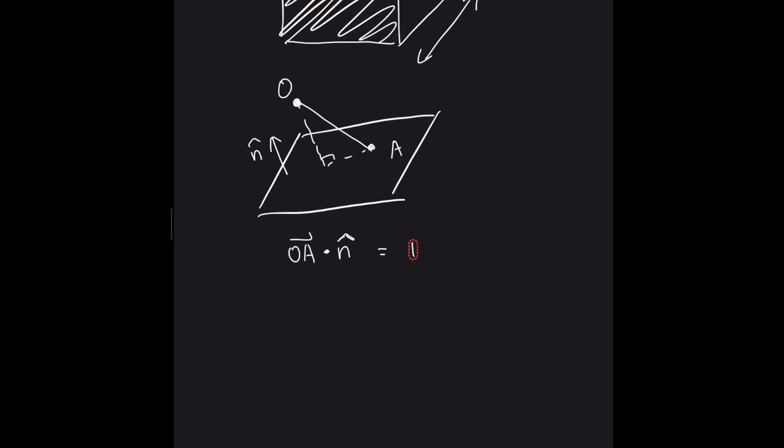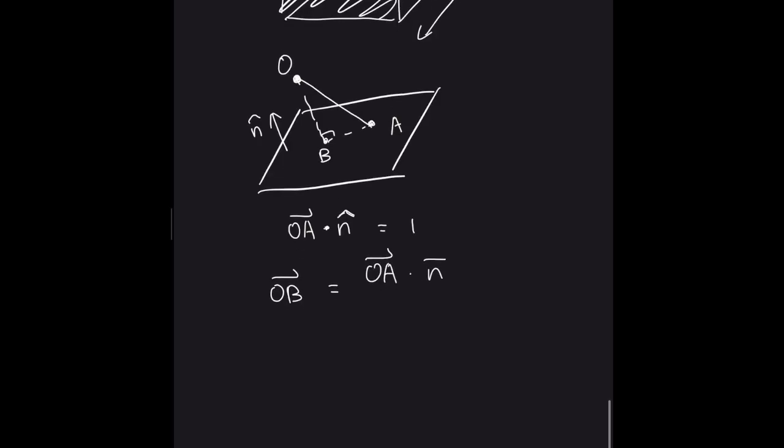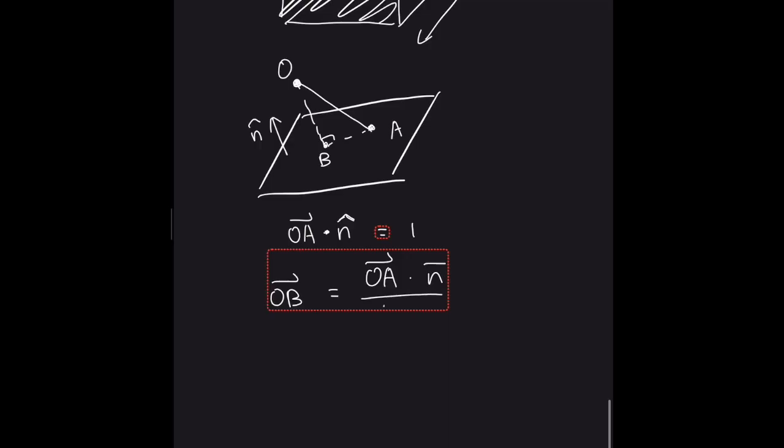Then let's name this point B. So the interplanar spacing will basically be OB. So that's our interplanar spacing. Because imagine you have another plane passing through the origin here that is parallel to this plane. So your OB will be your OA times the normal divided by the magnitude of the normal. So this normal divided by the magnitude of the normal will give you your unit normal.